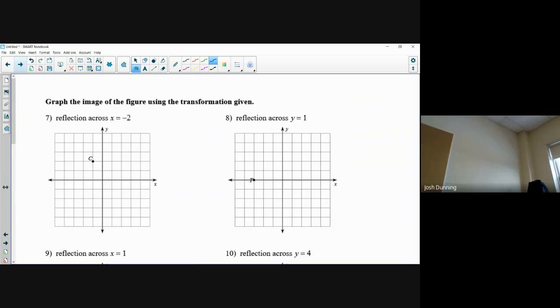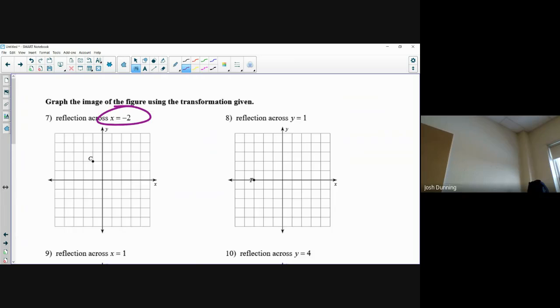Now, like I said, the reason that we reviewed those is now instead of reflecting either over just the x or y axis, you do it over these lines. Like here, x equals -2. That's just something you have to memorize. X equals a number is vertical.